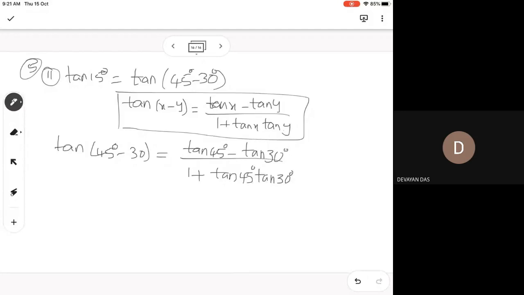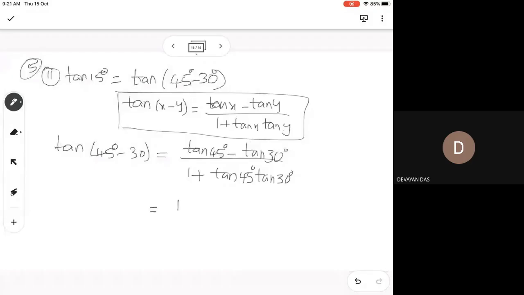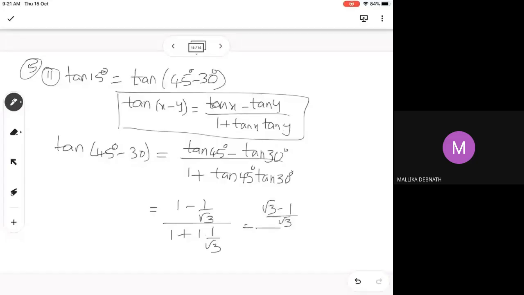So tan 45 value is 1. Tan 30 degrees value is 1 by root 3. Yes, all these values should be on your tip of the tongue. So you are going to get root 3 minus 1 by root 3 over root 3 plus 1 by root 3. So root 3 will get cancelled. You are going to get root 3 minus 1 by root 3 plus 1. Okay? समझ में आया?